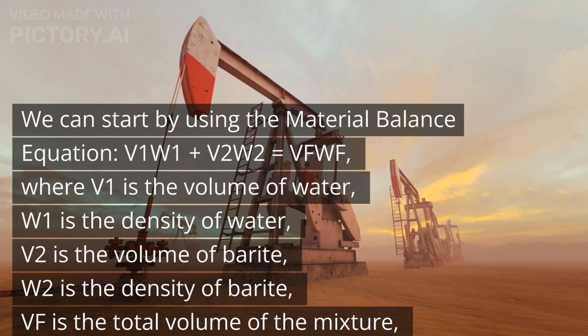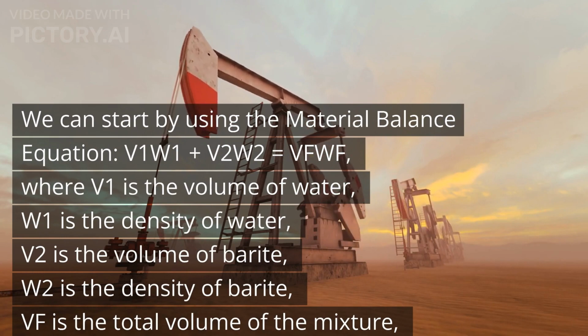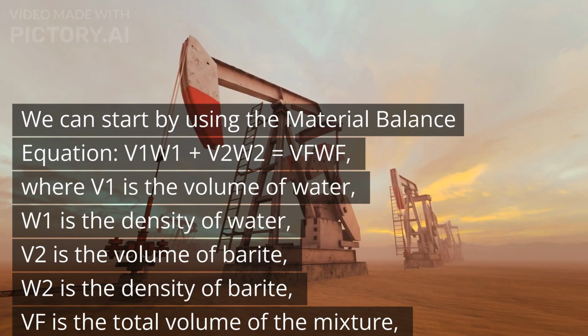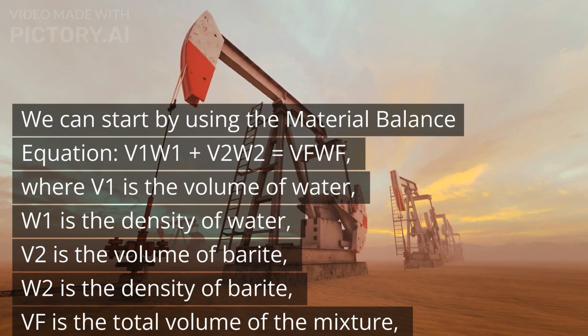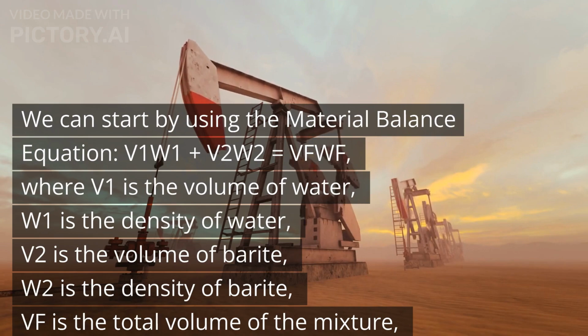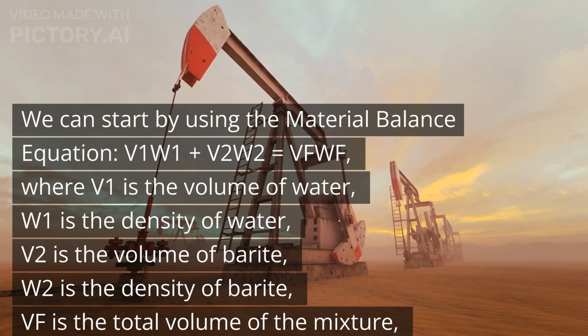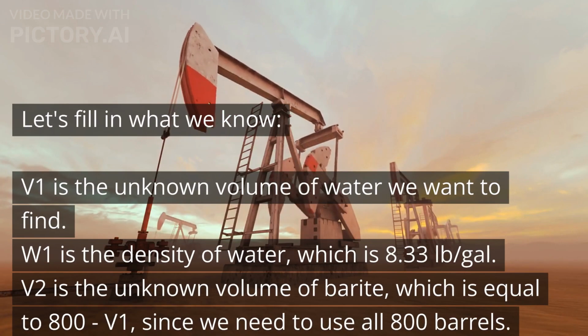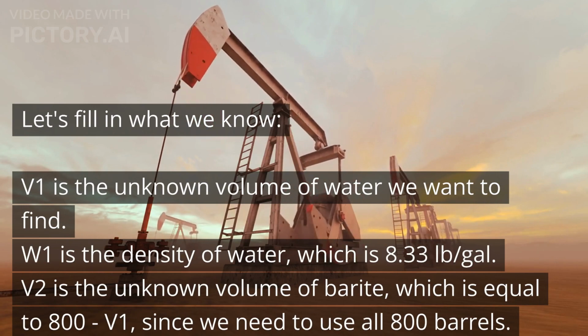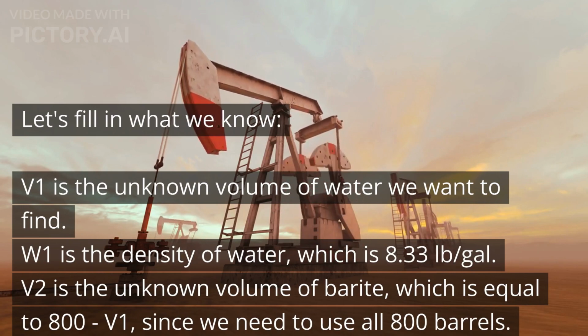V1W1 plus V2W2 equals VfWf, where V1 is the volume of water, W1 is the density of water, V2 is the volume of barite, W2 is the density of barite, Vf is the total volume of the mixture, and Wf is the density of the mixture. Let's fill in what we know. V1 is the unknown volume of water we want to find. W1 is the density of water, which is 8.33 pounds/gal.